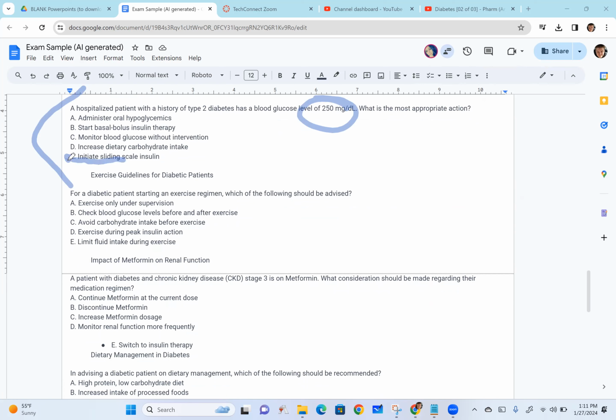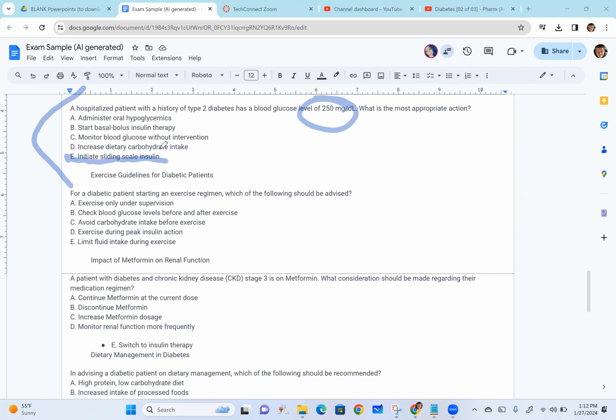Sliding scale, if it's not already there, yes, definitely put some sliding scale insulin. That way, every 4 hours, every 6 hours, we can check the sugar. If it's high, we give them correctional insulin. And correctional insulin is your fast or short-acting insulins, right? Monitor blood glucose without intervention. Okay.